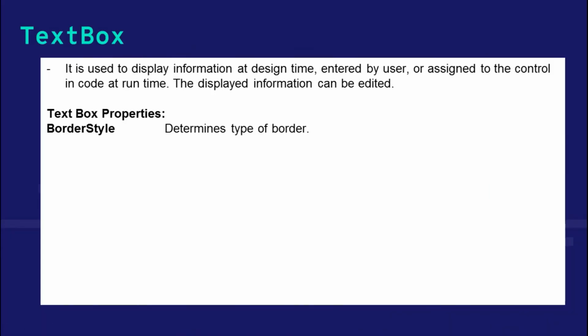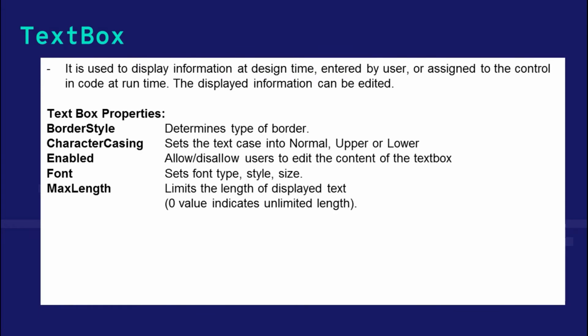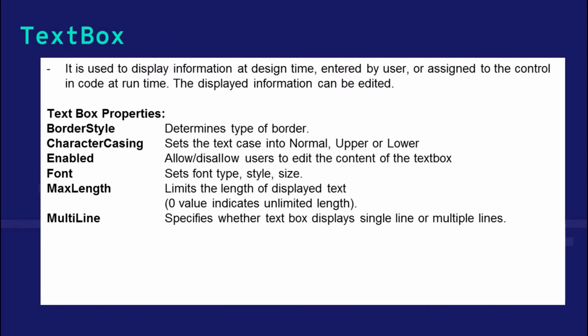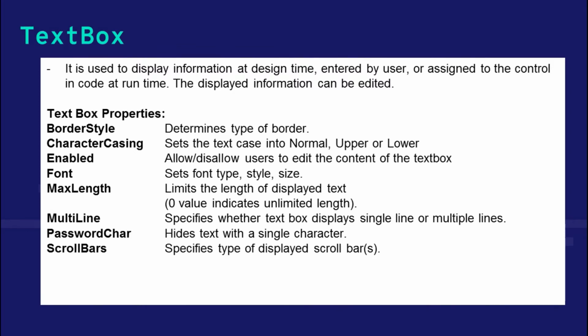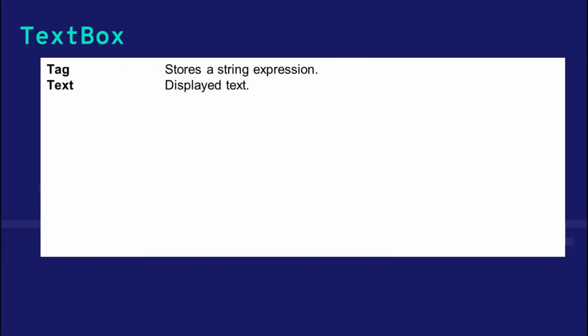We have the border style, the character casing, set the text into normal, upper, or lowercase. We have the enabled. We have the font, max length. If the value is 0, it indicates unlimited length. We also have the multi-line, password char. We have the scroll bars, the selection length, selection start, selection text, the tag, and the text.